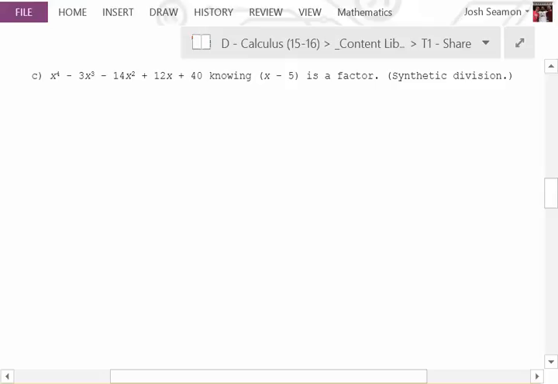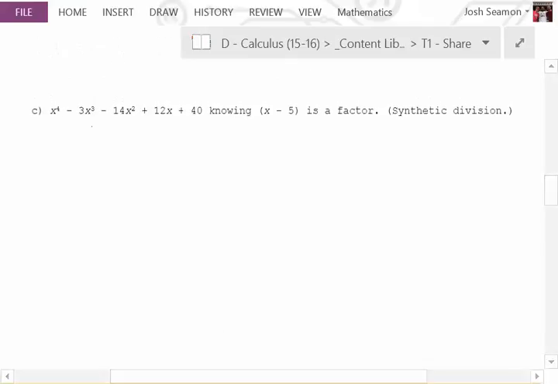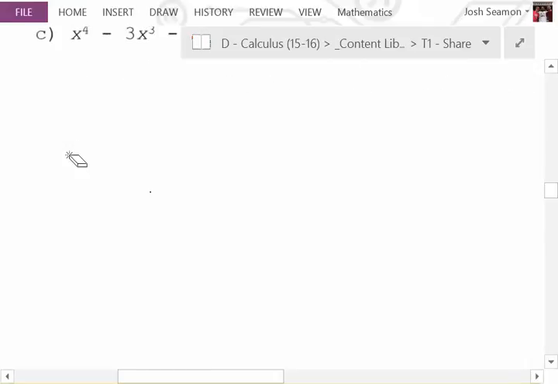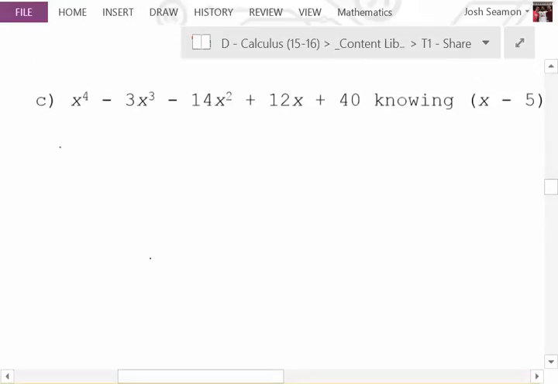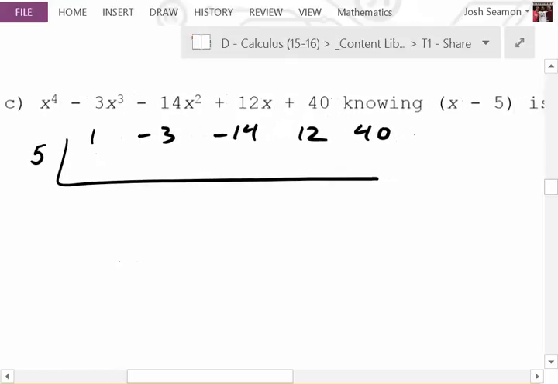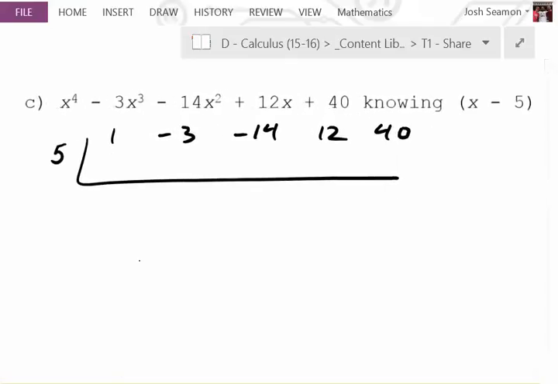Here's what the setup is going to look like. Tell me where I got each piece from. The setup is going to look like this. We're going to have 5, 1, -3, -14, 12, and 40. Where did those numbers come from? So the ones up top, these are what? These are coefficients of the polynomial. 1, -3, -14, 12, and 40. Where did the 5 come from?